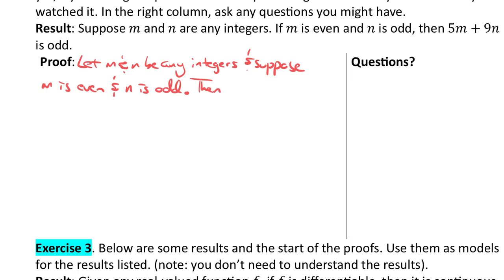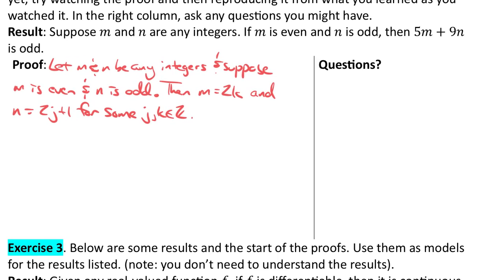Because m is even, m should be 2 times k for some integer k, and since n is odd, numbers are one more than a multiple of 2. So n is 2 times j plus 1, for some integers j and k. Now, you notice that I chose j for one of our variables, n, and k for the other. The reason we do that is because if I chose them to be the same thing, then that would mean that m was just one less than the number n.